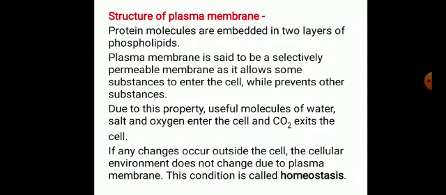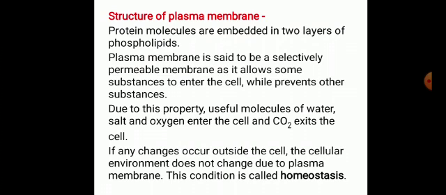Plasma membrane is selectively permeable membrane and it is useful for water molecules, salt and oxygen. It allows water, salt and oxygen molecules to enter the cell and unwanted substances like CO2 get thrown out of the cell. It is selectively permeable means it allows useful substances to enter the cell and it prevents the entry of harmful substances, and it allows the exit of harmful substances. Understood? And it maintains homeostasis.